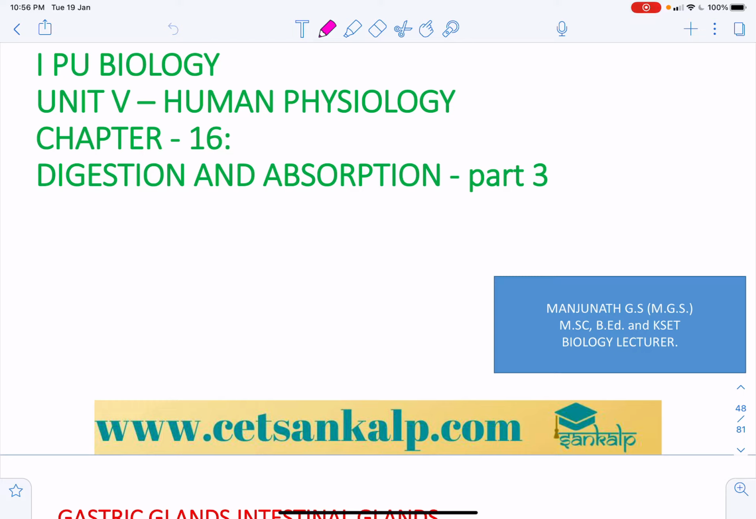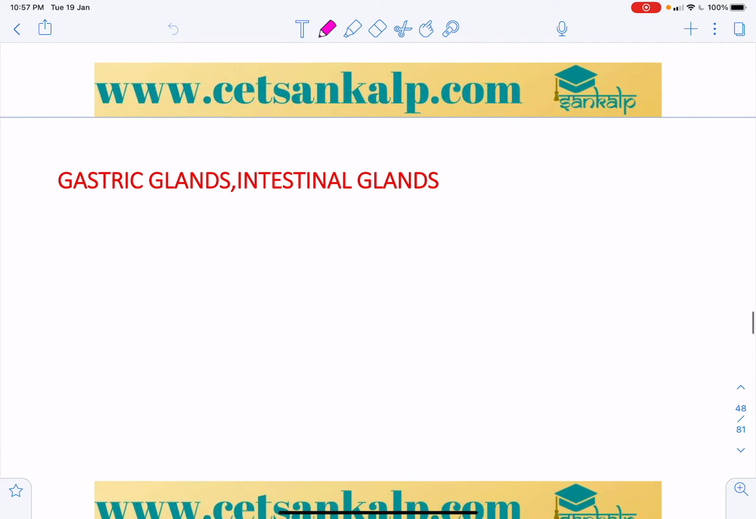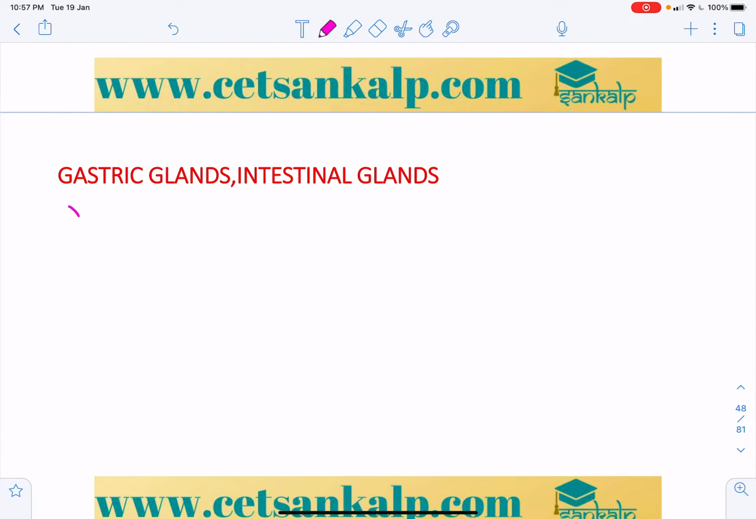In the previous class, we discussed pancreas, stomach and intestinal glands. Let us continue with the gastric glands. As we already discussed the role of the gastric juice, there are different types of cells in the stomach which produce different secretions. For example, parietal cells produce HCl.